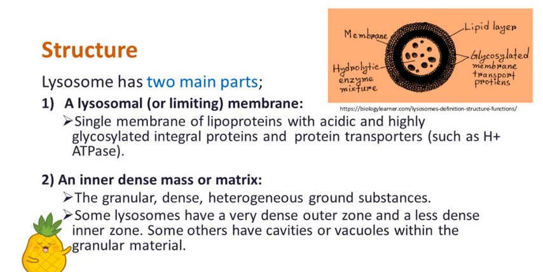Lysosome has two main parts, a lysosomal, or limiting, membrane and an inner dense mass or matrix. The membrane is a single membrane of lipoproteins with acidic and highly glycosylated integral proteins and protein transporters, such as H plus ATPase. The inner dense mass or matrix is granular, dense, and heterogeneous ground substance. Some lysosomes have a very dense outer zone and a less dense inner zone. Some others have cavities or vacuoles within the granular material.